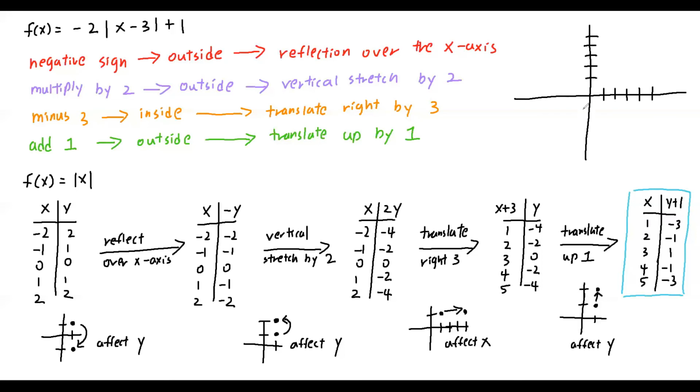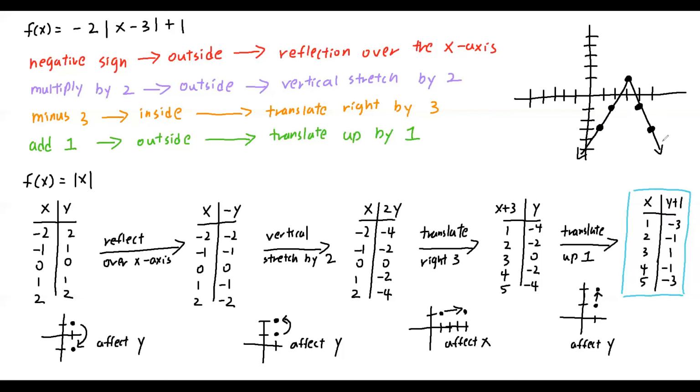So let's use our final table and plot the graph. We have (1, -3), (2, -1), (3, 1), (4, -1), and lastly (5, -3), which gives us a V-shaped graph facing downward. This graph will represent our function -2 absolute value of x minus 3 plus 1.